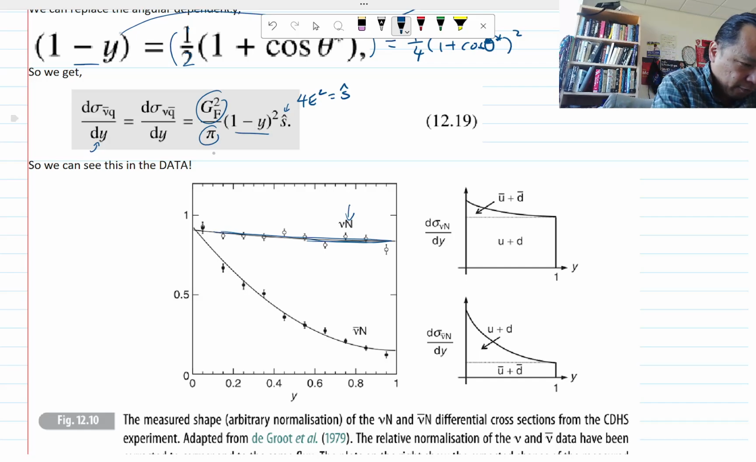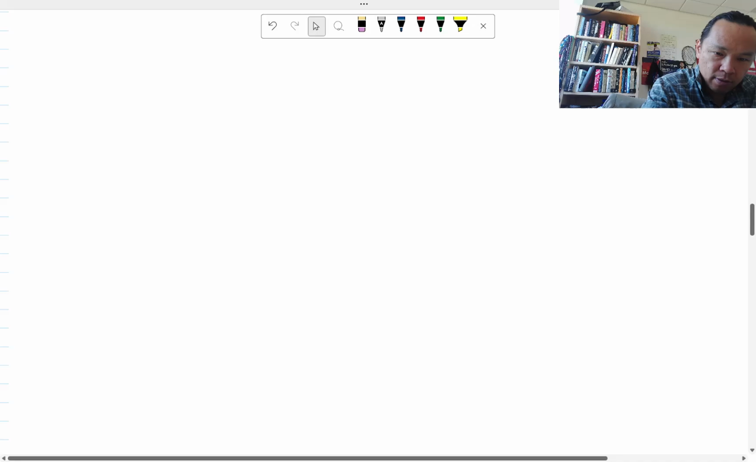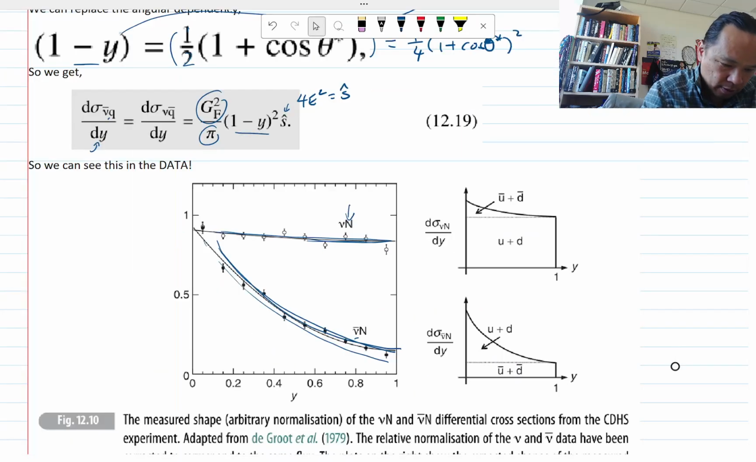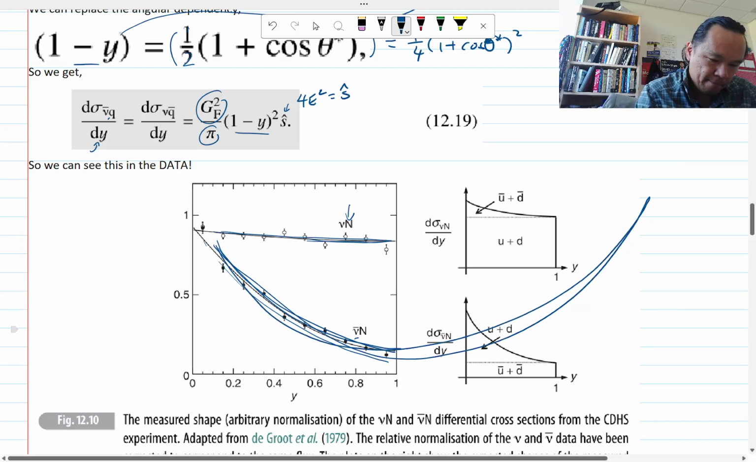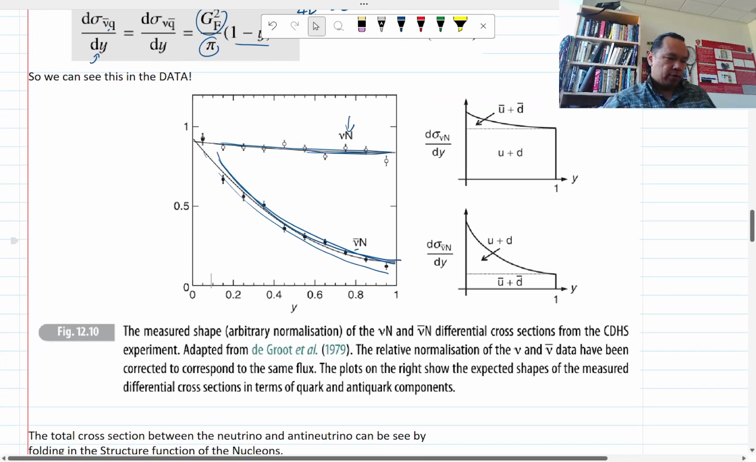But for the antineutrino-quark scattering, you have this one. Basically, you have this parabola. Whoa, what's going on here? If you complete this, you have an actual parabola here. And you can actually see this in the data, which is really cool.